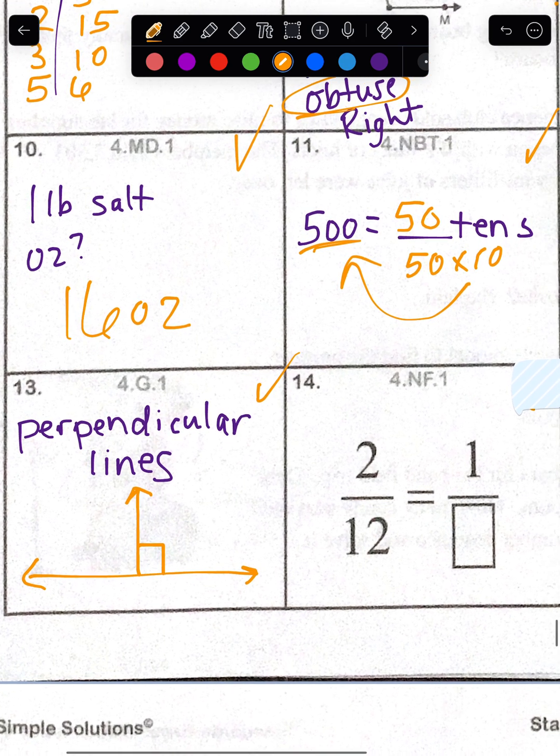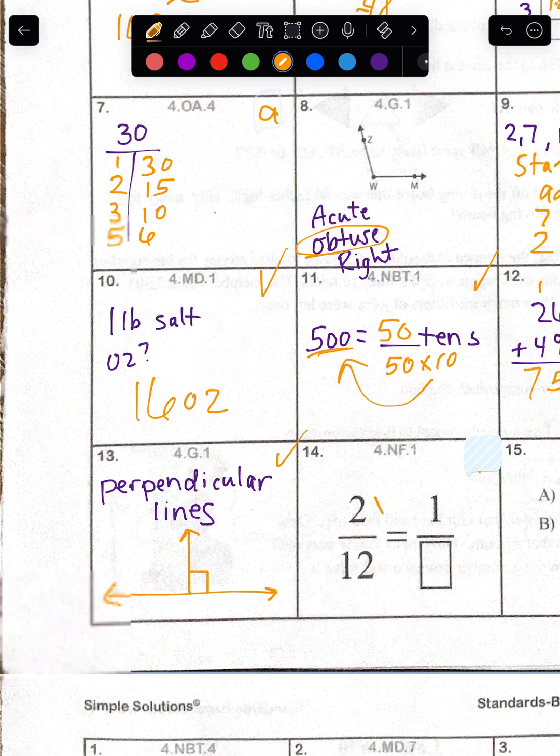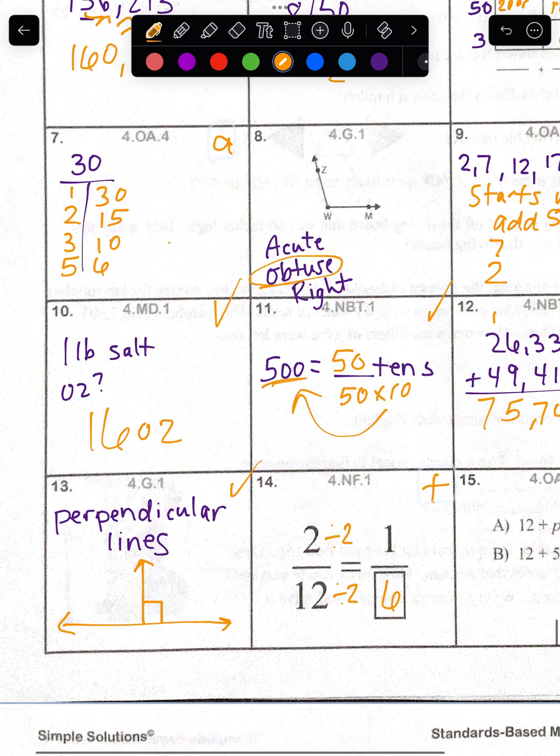All right, number 14, equivalent fractions. Looking for a connection here. Not times 1. Sorry. Yes, I'm sorry, it is divided by 2. All right, divide by 2, which is 6. So 1/6 is equivalent to 2/12. Mystery letter, and that is a T. My letters don't look very good today. T.